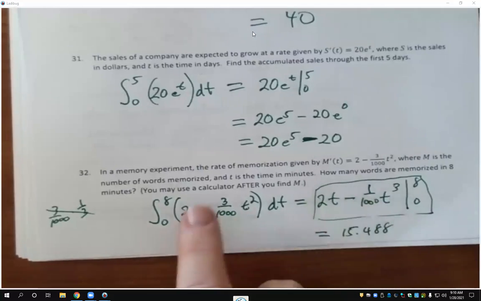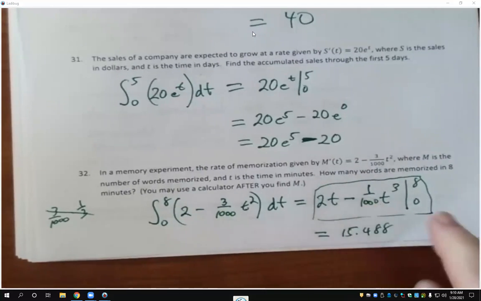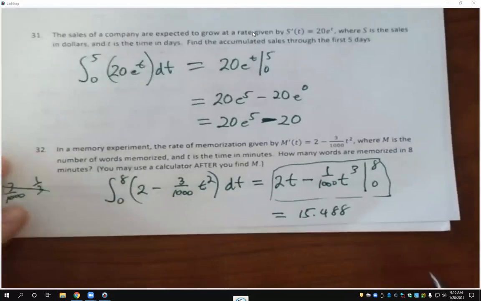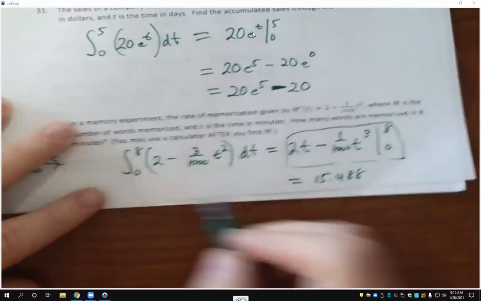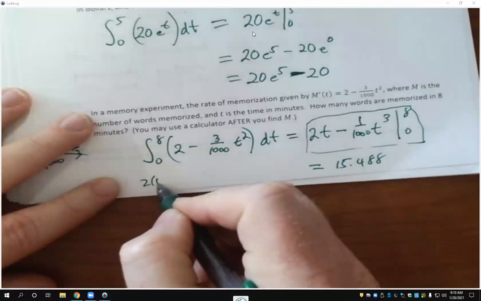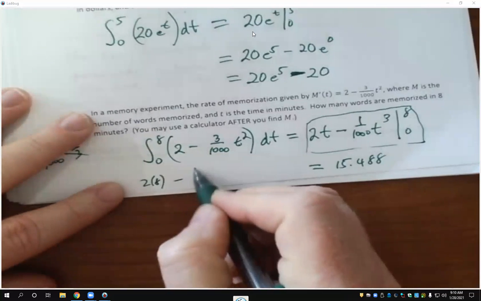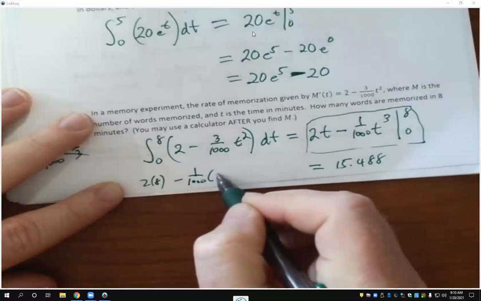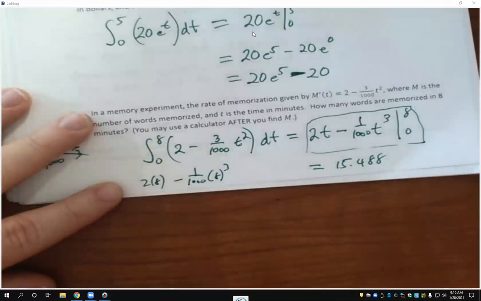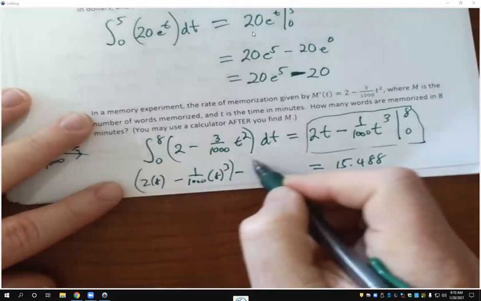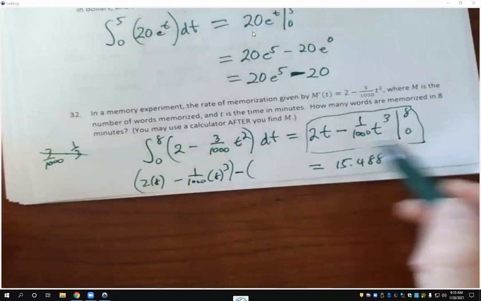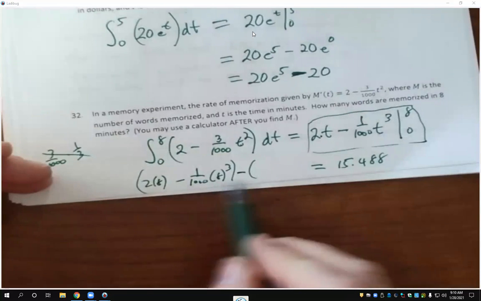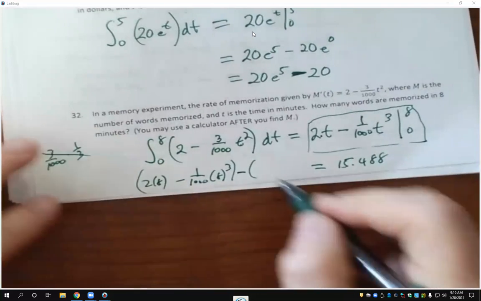Well, no, we're not doing the antiderivative in the calculator. We're just evaluating in the calculator. So you're just plugging in 8 into this and then 0 into this. So you would just be doing 2 times 8 minus 1 over 1,000 times 8 cubed, right? And then minus plugging a 0 in, but when I plug 0 in, I get 0. So it's just putting that into the calculator, the algebra. Okay, thank you.